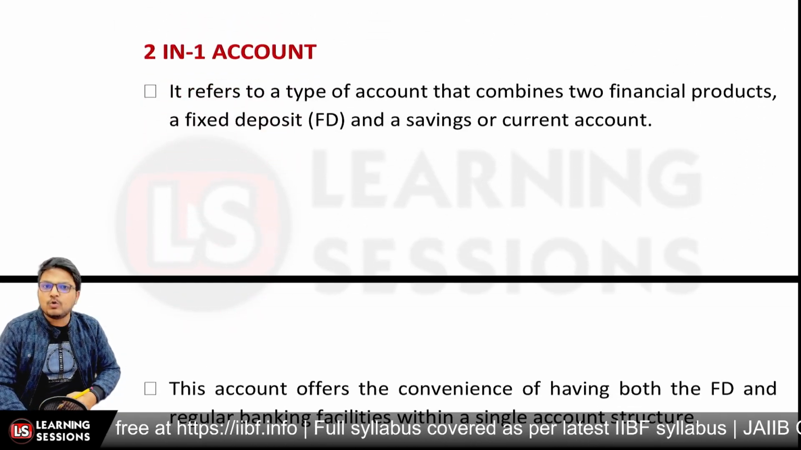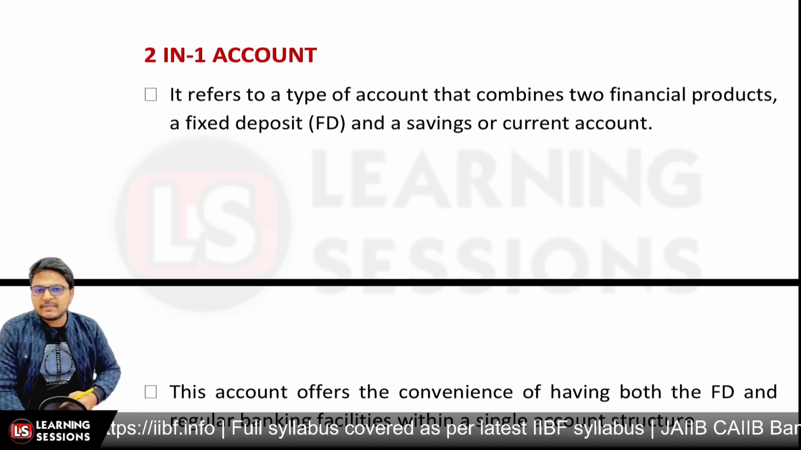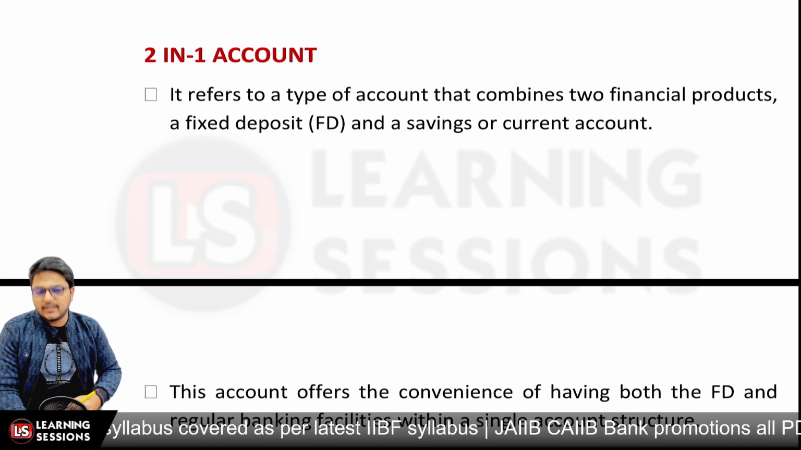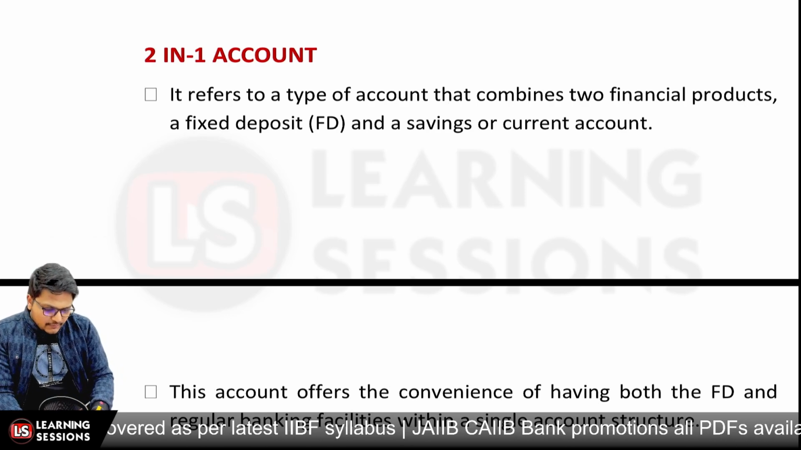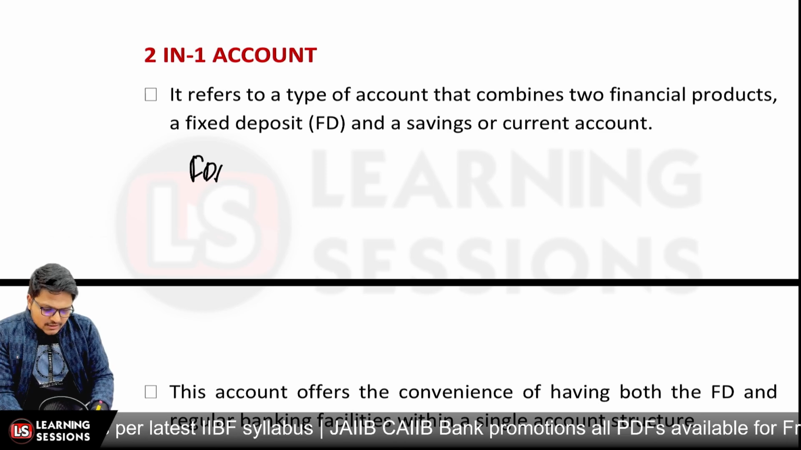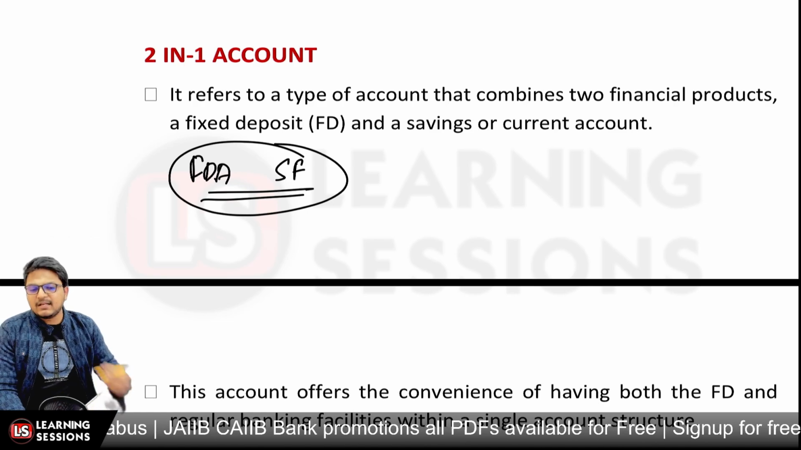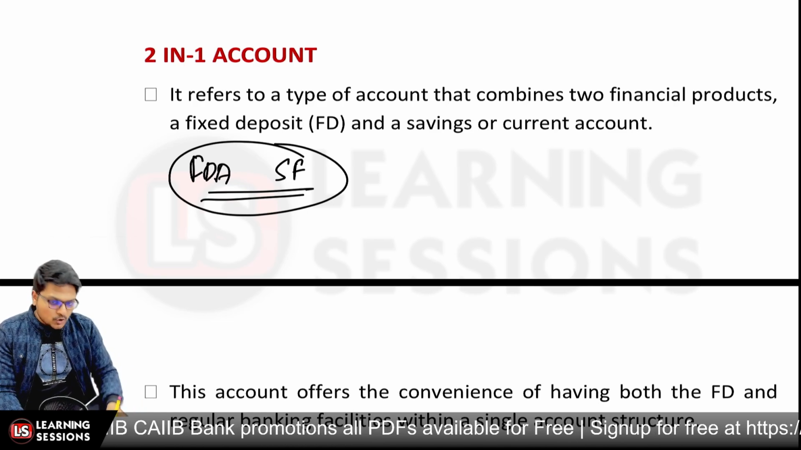And further, it's related to the 2-in-1 account. Now a 2-in-1 account is basically where two financial products are combined together. Let's say you will be getting the benefit of a fixed deposit account and also the benefits of a saving deposit account, right? It basically indicates a saving fund account with the auto sweep facility.